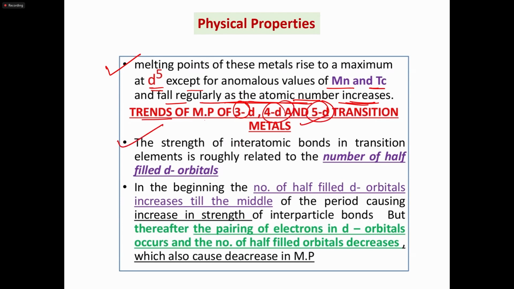There is another point. The strength of the interatomic bond in transition elements is roughly related to the number of half-filled orbitals. In the beginning, the number of half-filled orbitals increases till the middle of the period, which causes an increase in the strength of the interatomic bond. But thereafter, pairing of electrons in the d orbitals occurs, and the number of half-filled orbitals decreases.